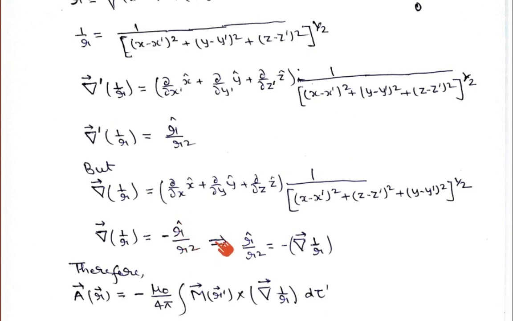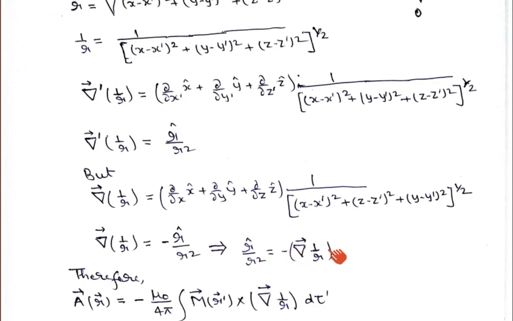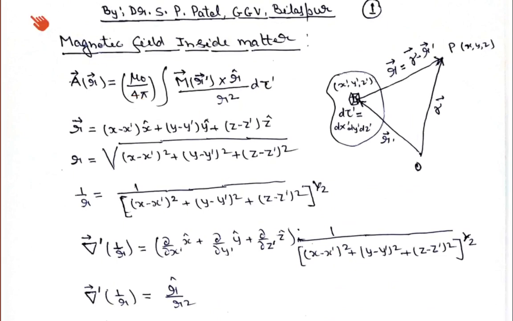This implies that one can write r unit vector upon r squared equal to minus the gradient of 1 upon r. Here, what I was showing is this r unit vector upon r squared. So in place of r unit vector upon r squared, what can we write?